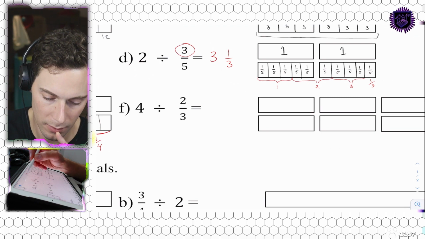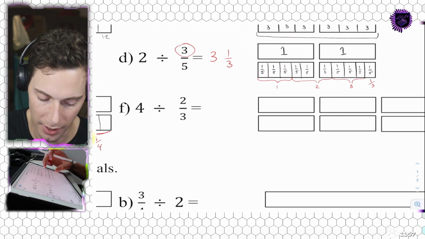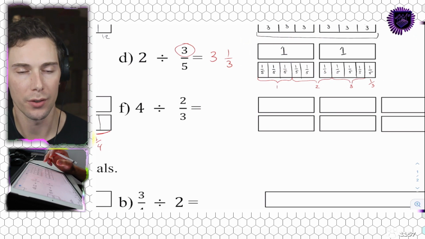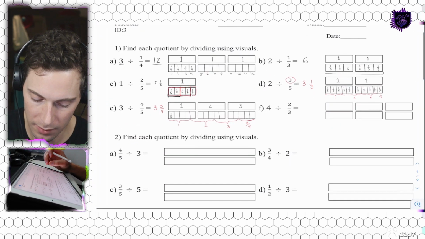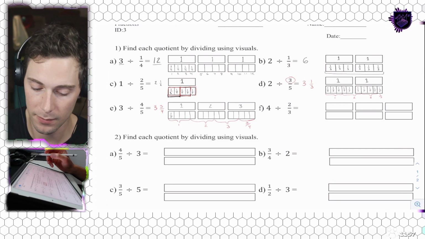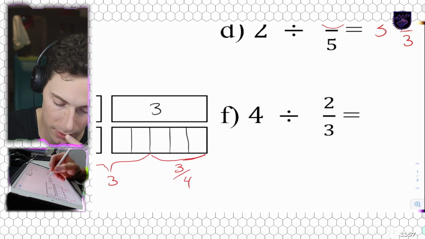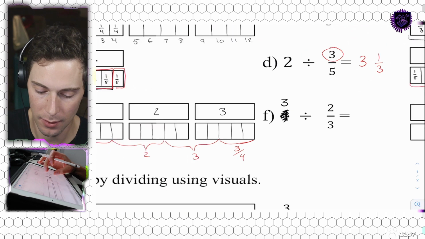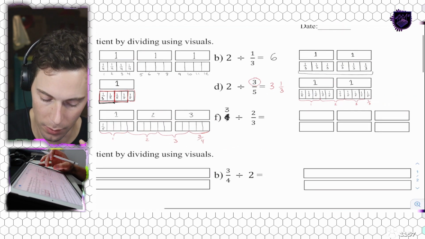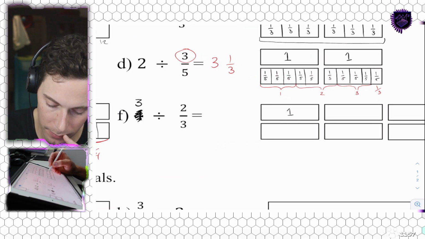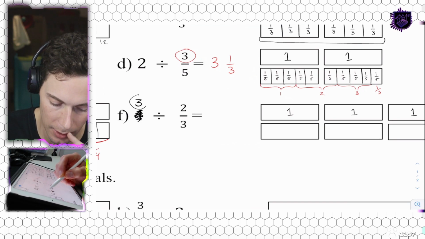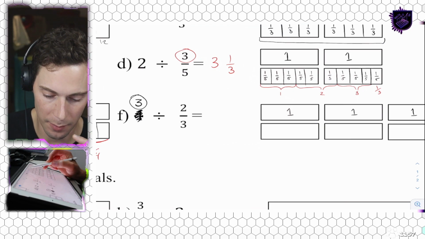So I now have 4 whole number divided by making groups of 2/3. 2/3. Oh no. That's supposed to be 3. Okay, so I'm going to fix this. Let's make sure you'll see this on your screen. This is going to be 3, not 4. 3. So I have 1 whole here. 1 whole. 1 whole. That's my 3. That's my 3 here.